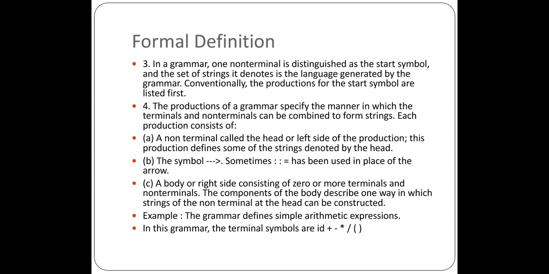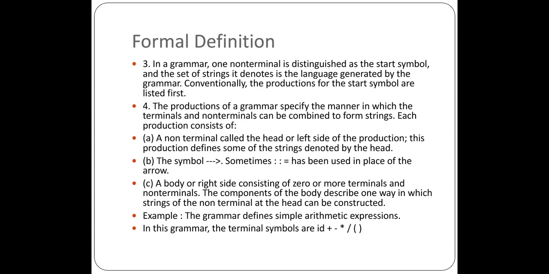While using productions, we use some symbols like the arrow symbol or double colon equal to. We could use either of these symbols to denote derivations or reductions. We could use any one of these symbols. So these are the various terminologies that we have in context-free grammars.